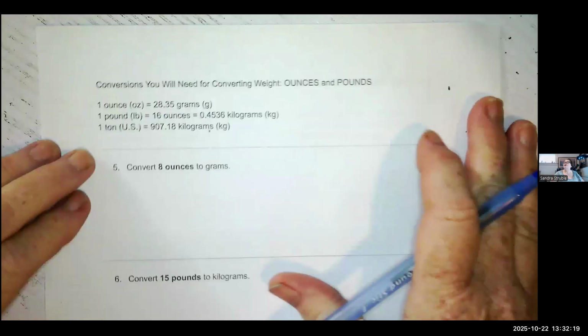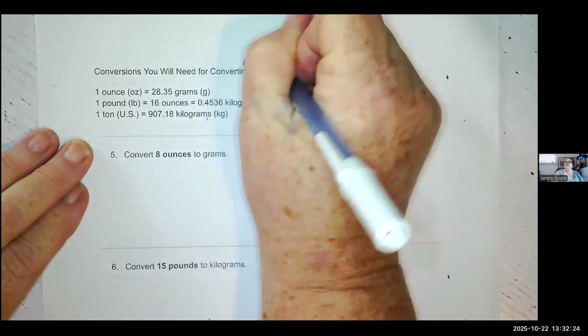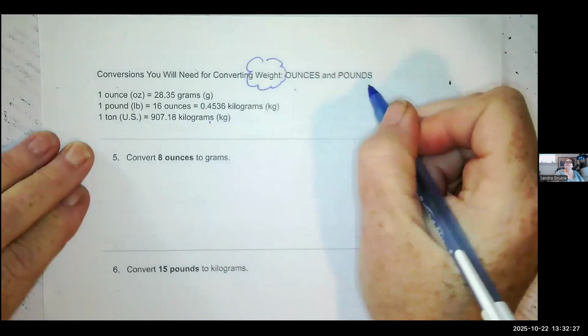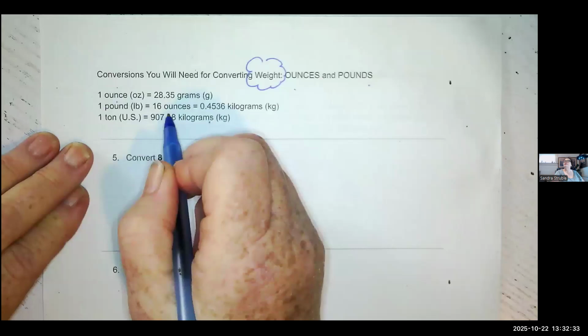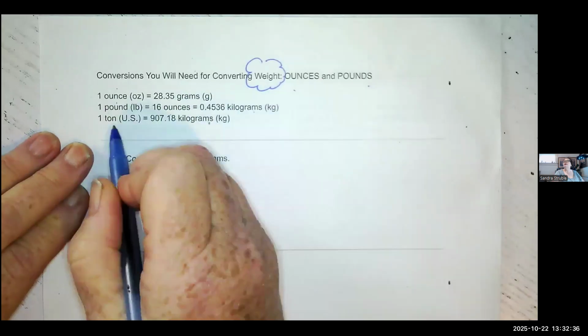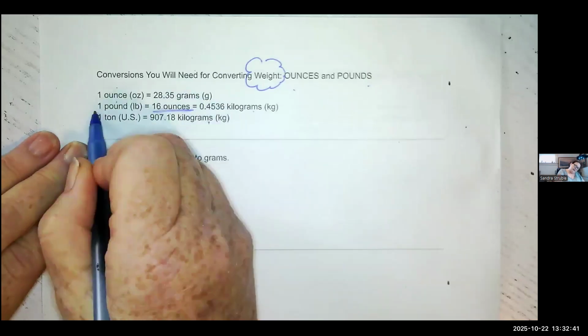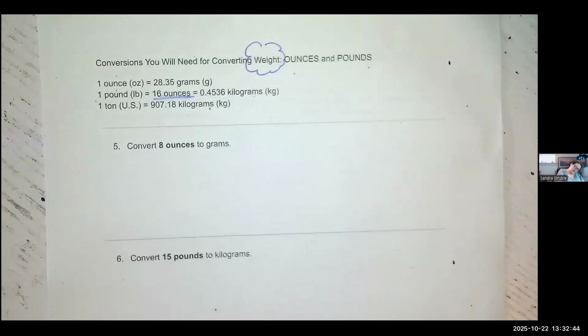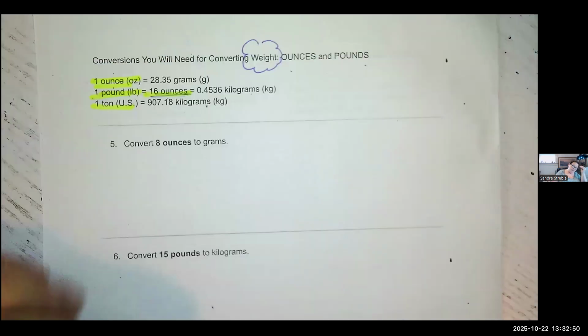Now we're going to do the same thing, but instead of with length, we're going to do it with weight. We've got ounces and pounds as the United States version. So we can go from ounce to gram, from pounds to ounces to kilograms, and from ton to kilograms. The American ones here are the ounce, the pound, the ton, and the 16 ounces, which leads me to believe that with these problems, we're probably going to have to get from ounces to pounds. So let's look at the first one.